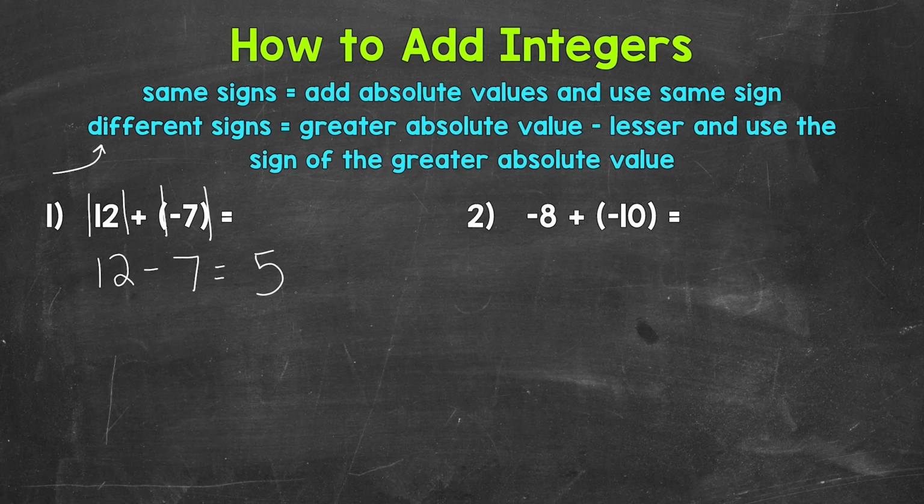So we need to take a look at the larger absolute value, which is this 12. So we take the sign of the larger absolute value from the original problem. So the larger absolute value is 12. Let's take a look at the 12 in the original problem, and that 12 is positive. That means our answer is going to be positive. So our final answer, a positive 5.